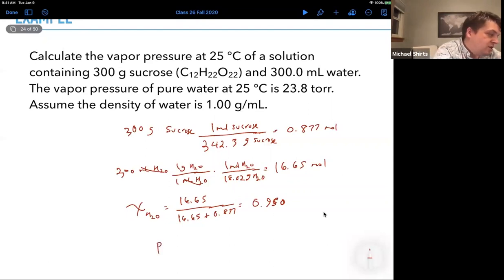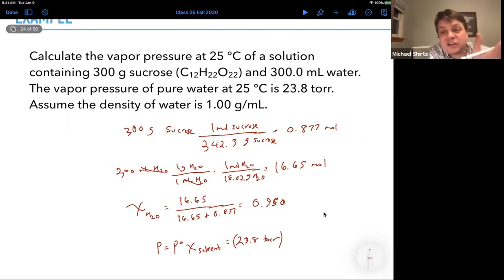So our pressure is going to be the mole fraction of solvent times 23.8 torr. This is a fraction thing, so whether it's torr or atmospheres doesn't really come into play at all. We don't really need to do any conversions. The answer was 22.6 torr. So you only get a slight lowering in the vapor pressure, despite having such a large mass of both sugar and water.